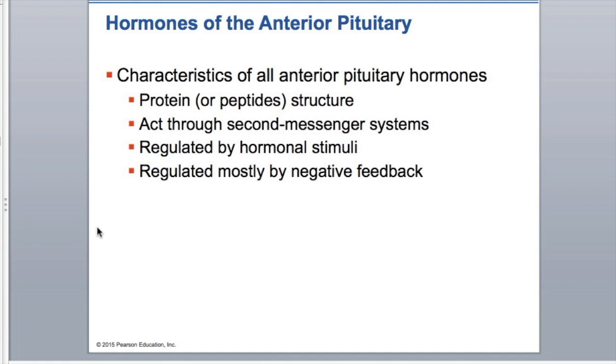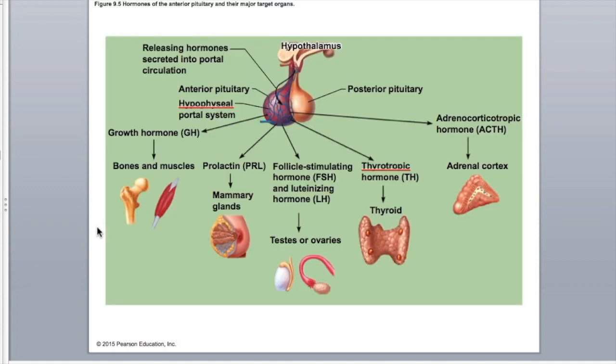It is regulated by hormonal stimuli, which means as the production of the hormone increases, it goes until it changes, and then there's a homeostasis balance change, which will then affect a negative feedback loop in order to decrease the original stimulus and control the effects. Here is an image. There's your anterior pituitary, your portal system, which releases the hormones into the blood system.